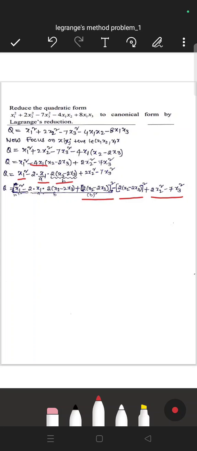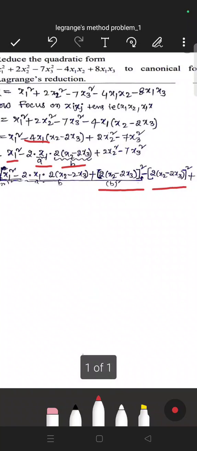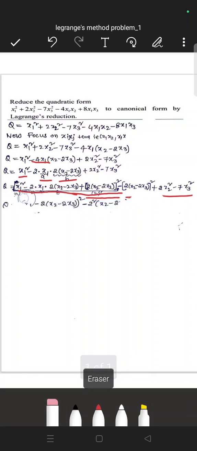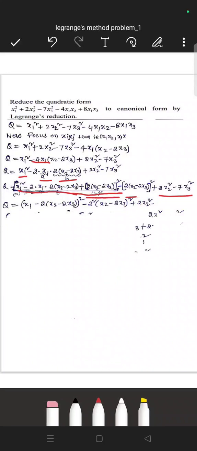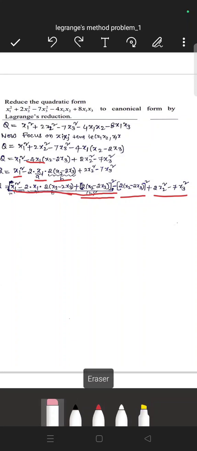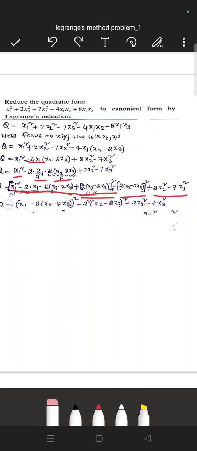Completely, this entire expression can be written as a square minus 2ab plus b square, which is (a minus b) whole square, minus b square. So (a minus b) whole square means (x1 minus 2 times (x2 minus 2x3)) whole square, and the remaining term is minus 2 whole square, that is minus 4 times (x2 minus 2x3) whole square, plus the remaining term.